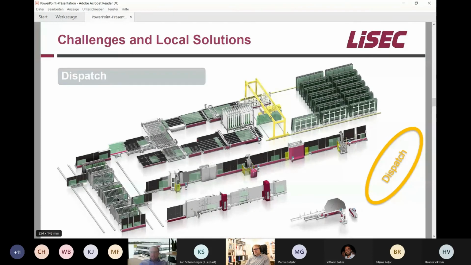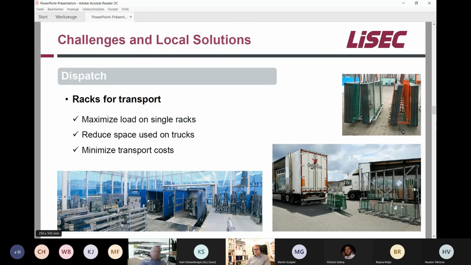Mainly, I will start at the very end of the production, which is the dispatch, because the dispatch then implies a lot of restrictions to the production process that is ahead of the dispatch area. Looking at the dispatch, we need to know that the transport more or less, or to a large percentage, happens on racks. These racks get loaded onto trucks, and the trucks then deliver the goods to the customers, of course. And our customers, of course, are interested in minimizing the transport cost, which means we have to minimize the number of racks to be used, which in turn means we should maximize the load on a single rack, of course.